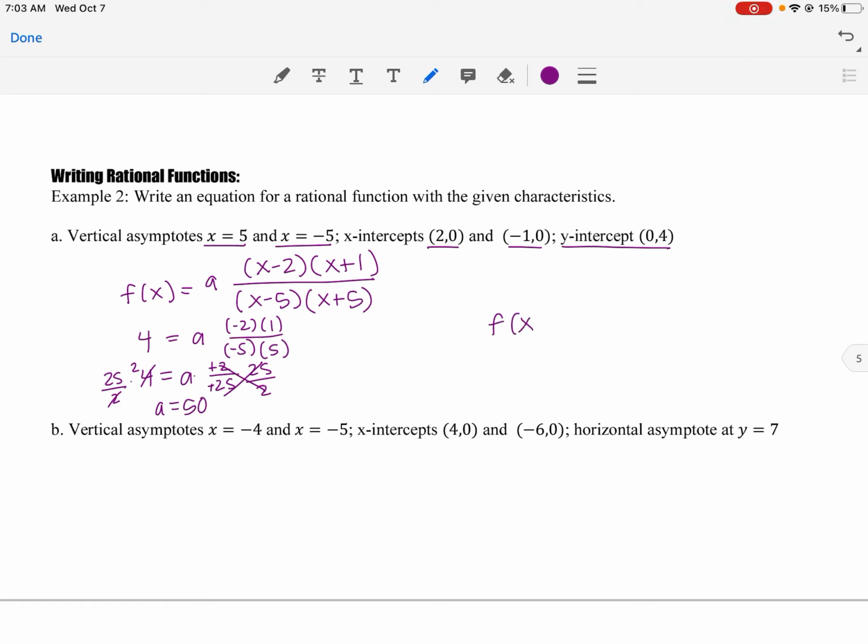Which means my final equation, I can put the 50 out front, or I can put it on the numerator. 50 times (x minus 2) times (x plus 1) all over (x minus 5)(x plus 5).